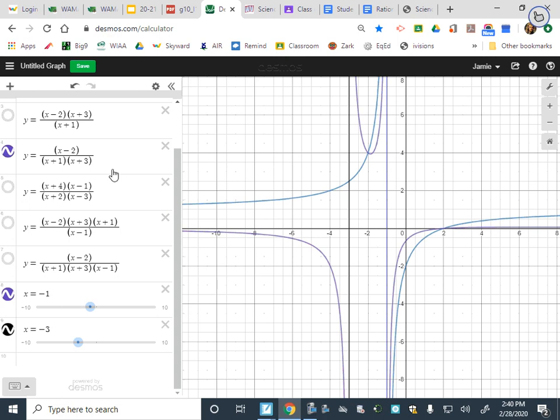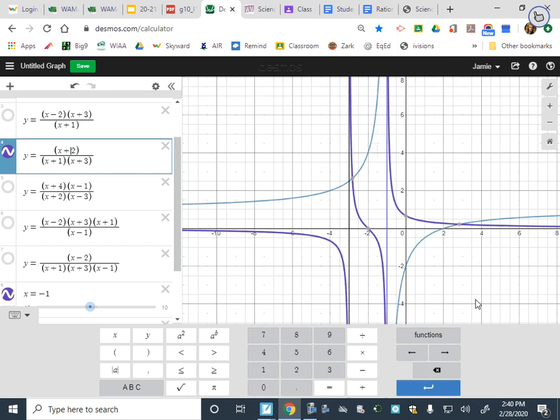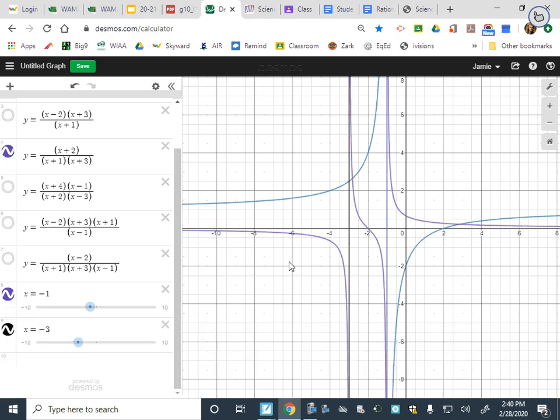If we mess around with this a little bit, let's make this a +2. If we make that a +2, then now it does hit the 0 between the asymptotes. And the end behavior hasn't changed at all.